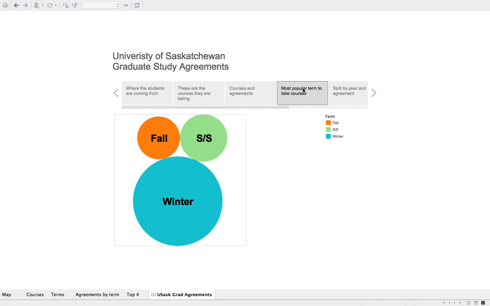My next step, I wanted to determine which was the most popular terms. In this visual, I am just showing the actual term, not the term split up by year, and you can very easily see that winter is the most popular term, followed by spring, summer, and then fall.